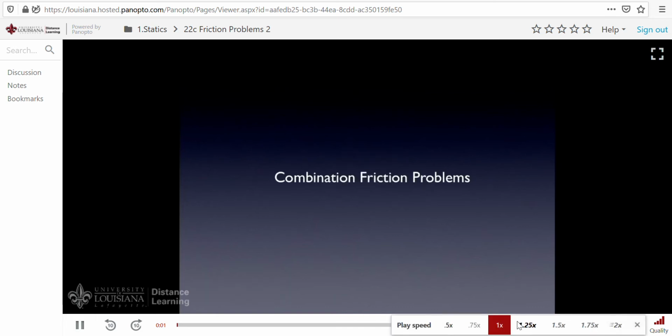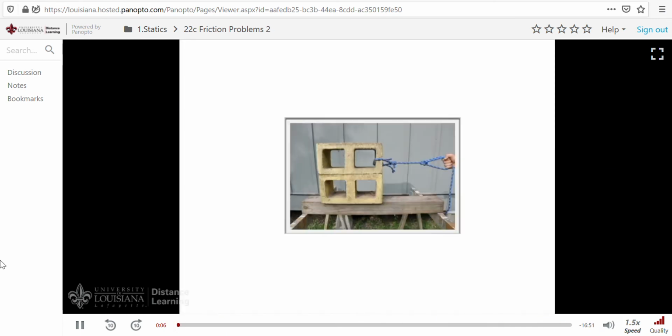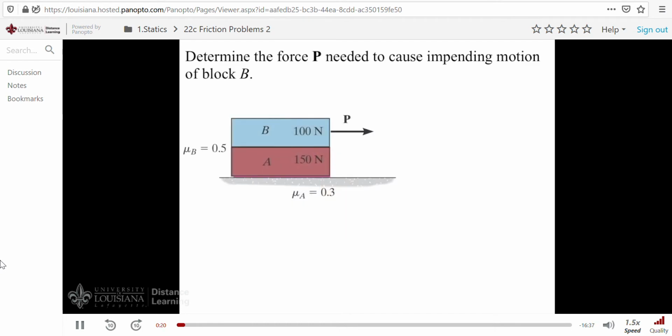In this lesson, we'll show how to solve friction problems that involve a combination of different types of motion. We'll begin with a problem like this. We have two blocks that are resting on a board. When you pull on the top block, how much force is necessary to cause it to move? So here's the same type of problem. We want to find the force P needed to cause impending motion of this system.